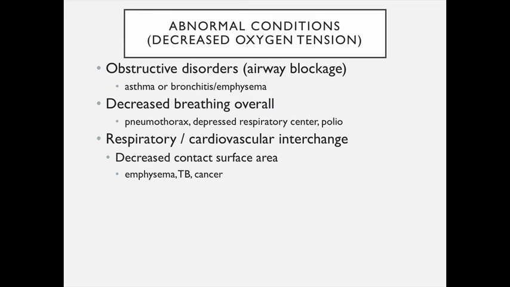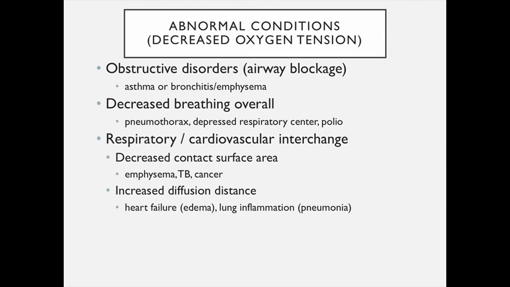we see a loss of functional surface area, because with TB, you've got these granulomas, which are kind of like little tumors. They're not really tumors, but it sort of makes sense to think about them like that because they take up space. And with lung cancer, you actually do have a true tumor that's taking up space. So where the tumor is, or the TB granulomas are, they're not able to exchange gases in those cases.